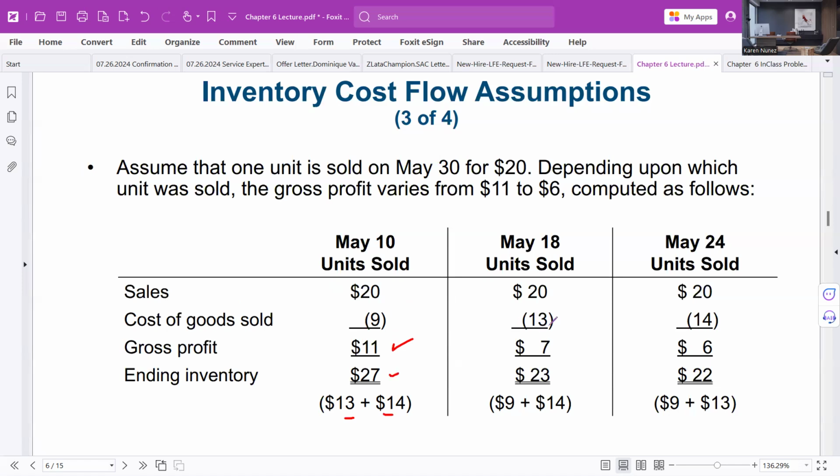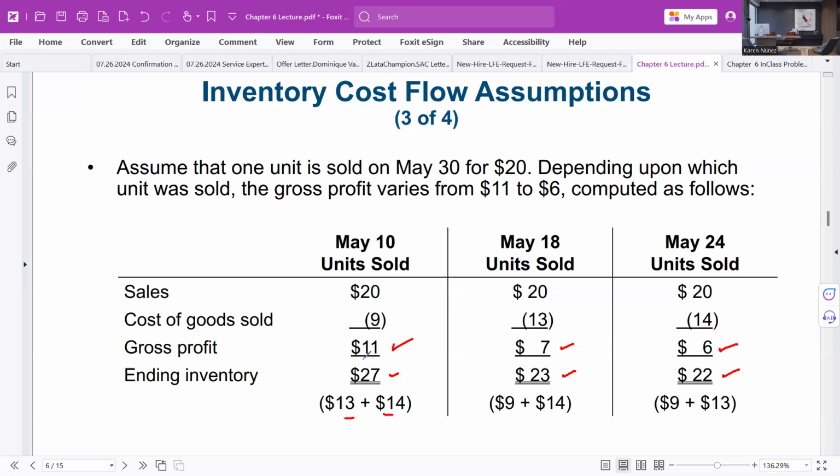But if instead we assumed that the cost of the unit sold was the $13, then the gross profit would only be $7. And our ending inventory would be the $9 and the $14, or $23. And then lastly, we could assume that the unit we sold should be assigned a $14 cost. But then the gross profit would drop down to $6, and the ending inventory would be the $9 and the $13, or $22. So with just this simple example and only three units, you can see our preliminary measure of income, this gross profit, could be $6 or it could be $11.